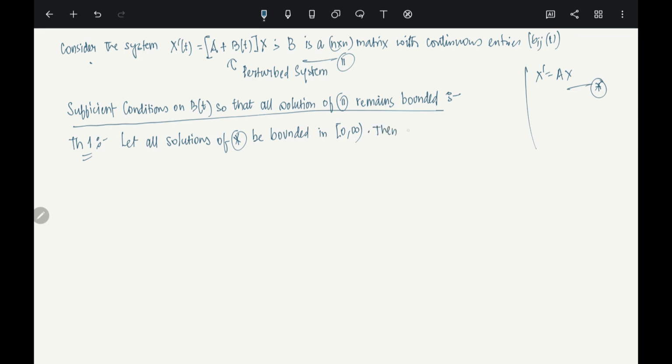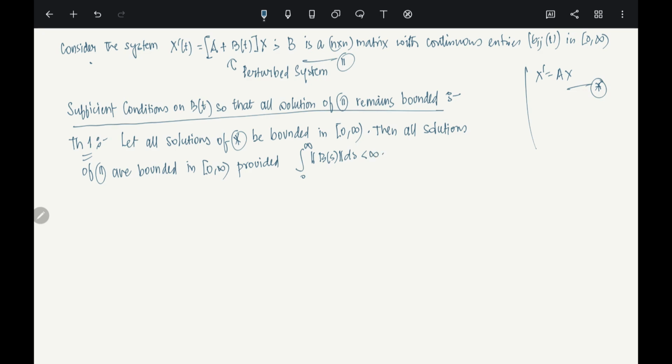Then all solutions of 2 are bounded in 0 to infinity, with B having continuous entries in 0 to infinity, provided that the integral from 0 to infinity of the norm of B(s) ds is finite. Is this okay? Fine. So we have to prove it.